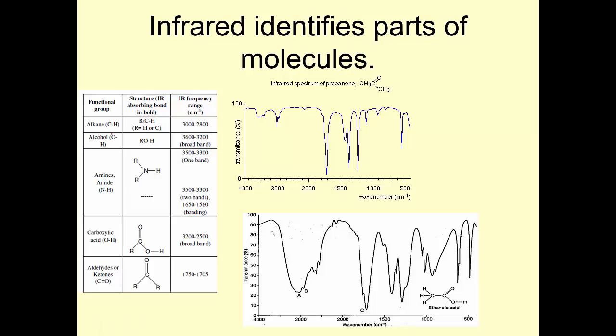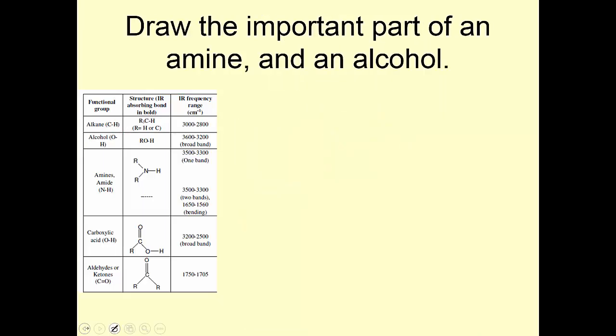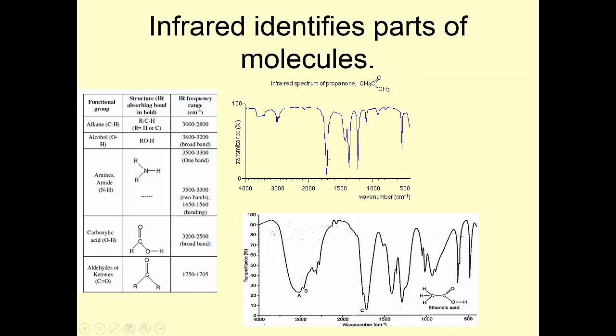Okay, so an alkane, well, what we're going to focus on is not really that, but we'll take a look at it. This has a line of around 1700. 1750 to 1705 would mean that it has a C double bonded O. Look, it's a C double bonded O. That means it's an aldehyde or a ketone. Hey, check that out.